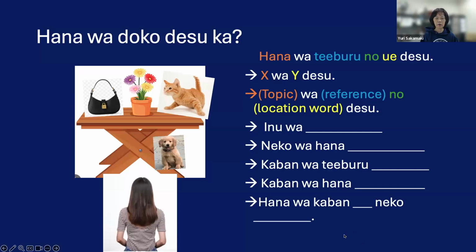And then hana wa, we're going back to explaining where flowers are, but we have these two items, cat and the bag. So you can use a special word that you're gonna need two references. Okay, so again, you can stop, pause the video, and try to complete the sentences and tell me where these animals or things are.